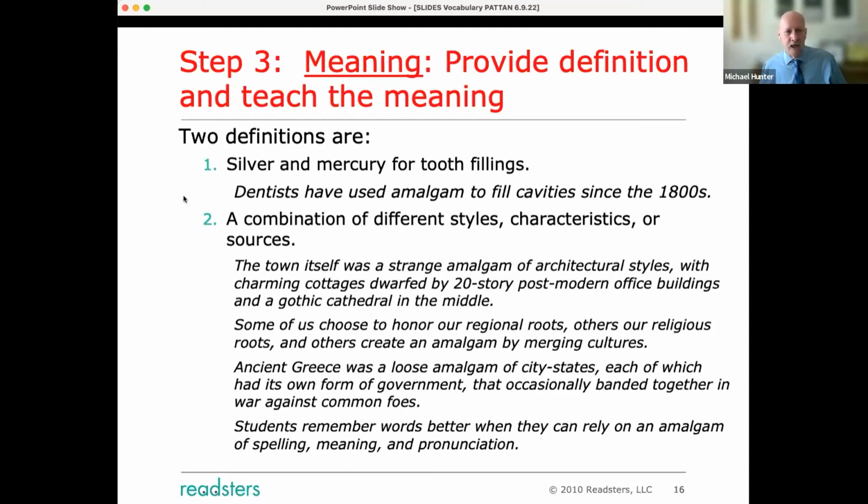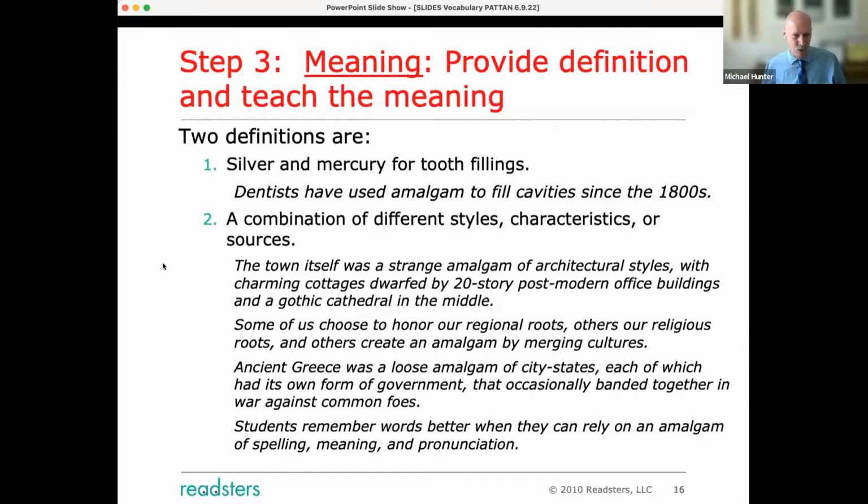Okay, so the first definition of the word amalgam is silver and mercury for tooth fillings. I don't think dentists do this anymore, but if you're of my age, I still have amalgam fillings in my teeth. They're kind of black looking, and they're metal, mercury and silver combined to make an amalgam that was used to fill cavities in my mouth. So I'm probably slowly dying of mercury poison, but so far I'm still with you. Dentists have used amalgam to fill cavities since the 1800s. I'm pretty sure nobody does it anymore.